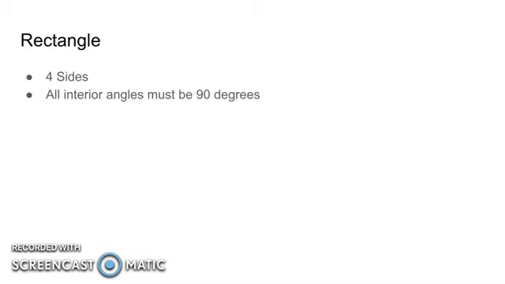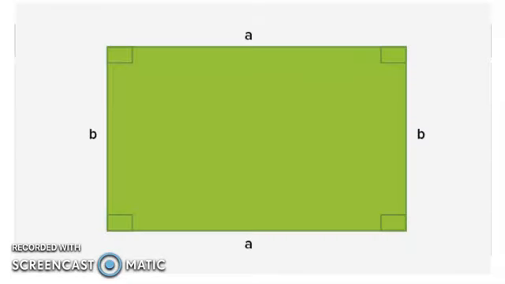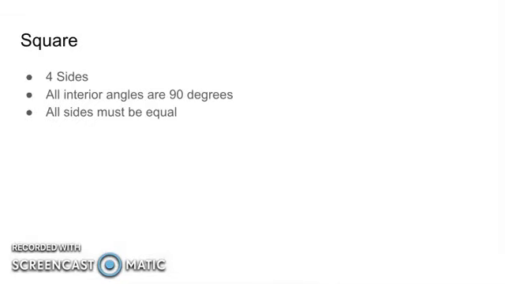And here I have the basic traits that determine what a rectangle is. Basically, a rectangle is just a polygon that has 4 sides, and all the interior angles are 90 degrees. And usually when we define a rectangle, opposite sides are the same length. So here A is equal to A, these two are the same, and B is equal to B, and the 90 degrees, 4 sides.